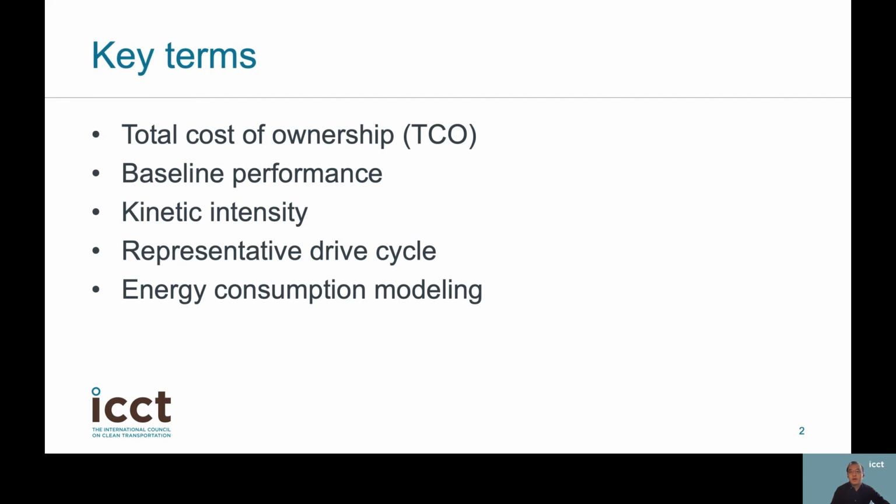Here are some key terms and acronyms that we will come across in this module. Total cost of ownership, TCO, which we have mentioned in earlier modules. It is a framework to look at a vehicle's cost over its service life, including not just the purchase price, but also cost of maintenance, refueling and recharging, and other costs incurred during operations. This sometimes also includes the residual value and external costs of air pollution and climate change.